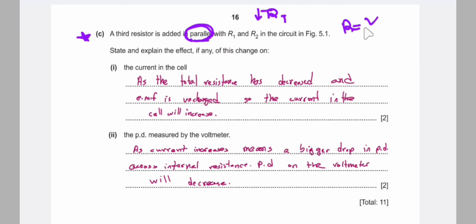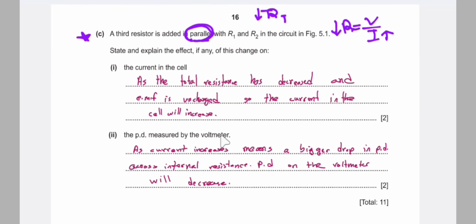We know that resistance is equal to voltage by current. As the total resistance decreases, the total current must increase, since resistance is inversely proportional to current. As the total resistance has decreased due to the additional resistor in parallel and the EMF is unchanged, because the EMF is provided by the battery and the battery is the same, the EMF would also be the same. So the current in the cell will increase. As the resistance decreases, the current increases.